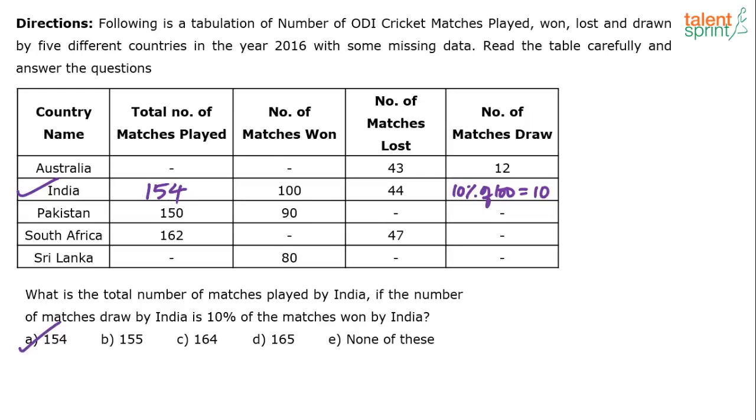Now what's the takeaway from this one? You guys might be wondering, what's the real takeaway? Very simple. 10% of 100 is 10. Adding up those three values will result in 154, and that's the answer.